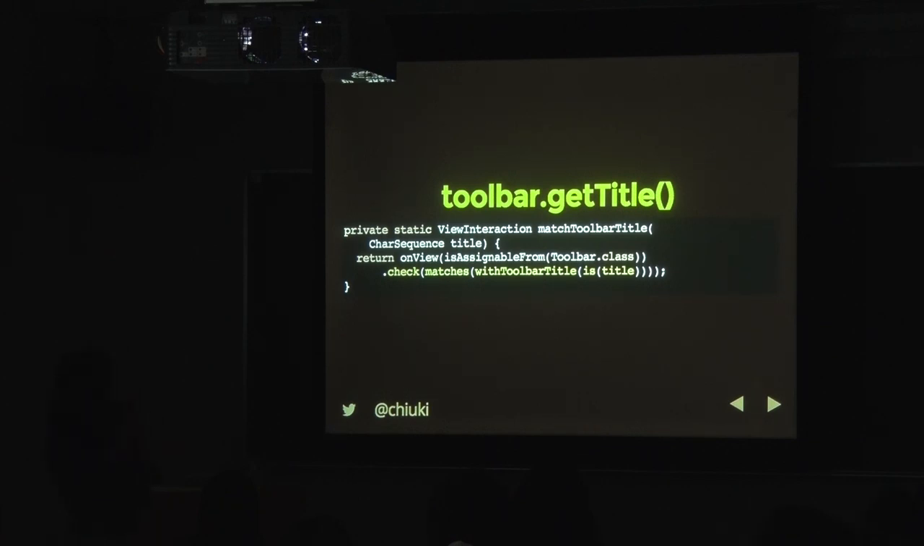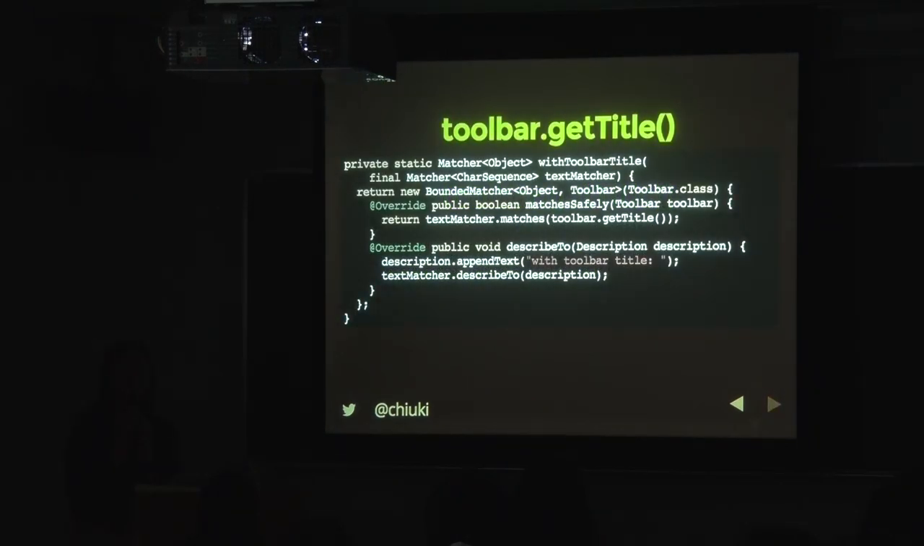Now, this is similar to what we did earlier, right? We did the onView and then the check. However, the onView now, we are looking into the toolbar class directly, not the text view. And after we found the toolbar, we want it to match the withToolbar title function, which we are going to write ourselves. This is how you write a custom matcher.